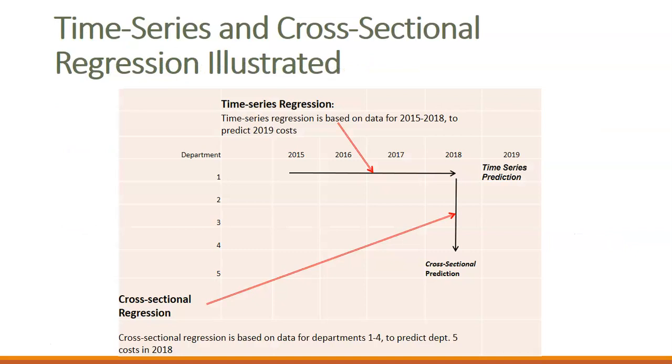So we have information here of cross-sectional regression and time series regression. We have 3 years of information that we are using to predict the next year's cost. Then we're also using information for departments 1 through 4 to predict department 5's cost.